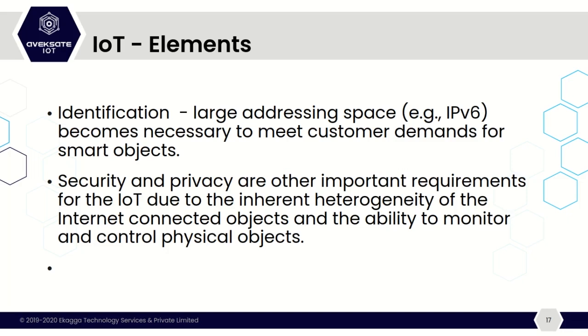Security and privacy is the other important requirement for IoT, due to the inherent heterogeneity of the Internet of Connected Objects and the ability to monitor and control the physical object. If you look at your office environment, your college environment, or any well-established environment where you have a well-defined topology and architecture, with a server, a host machine, and a laptop, the architecture is well defined and there is not too much heterogeneity in the system, right? That's the reason it is easier for you to apply certain logics and rules on top of it.